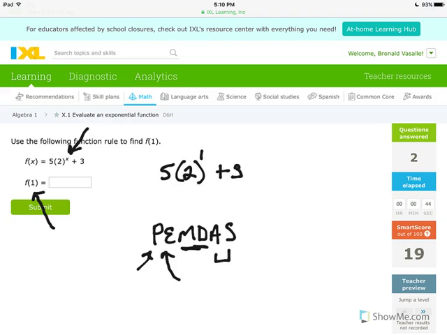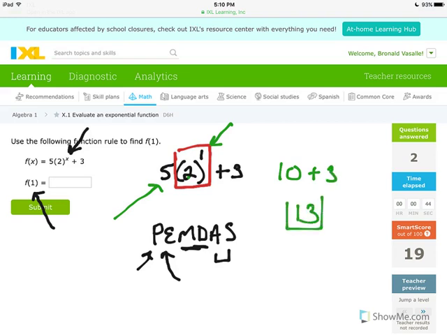So you're going to want to evaluate the power first, then you can multiply it by 5. So you don't want to do the 5 times 2 first. You want to do 2 to whatever power it is. In this case, it's the first power. So 2 to the first power should get you 2. And then 2 times the 5 should get you 10. Plus 3 more should get you a final answer of 13. So 13 should be your final answer.